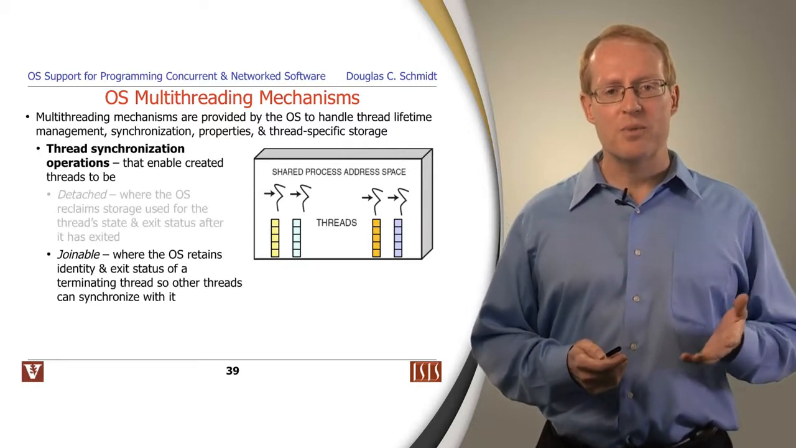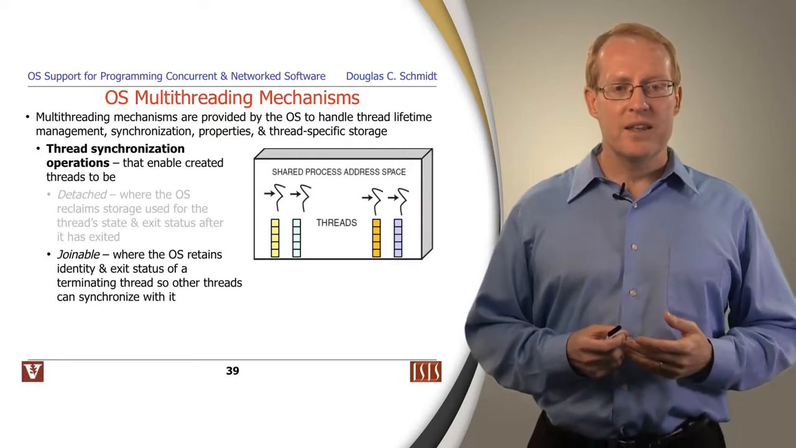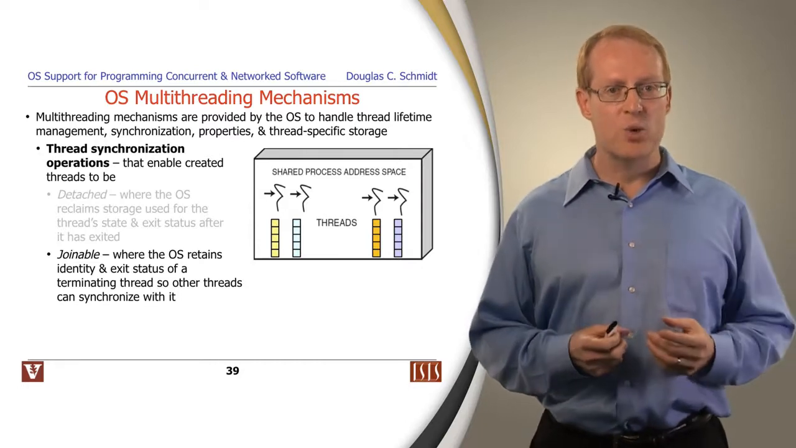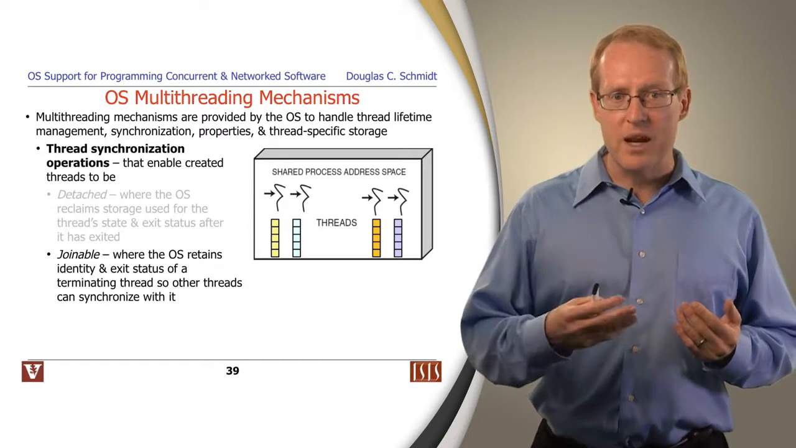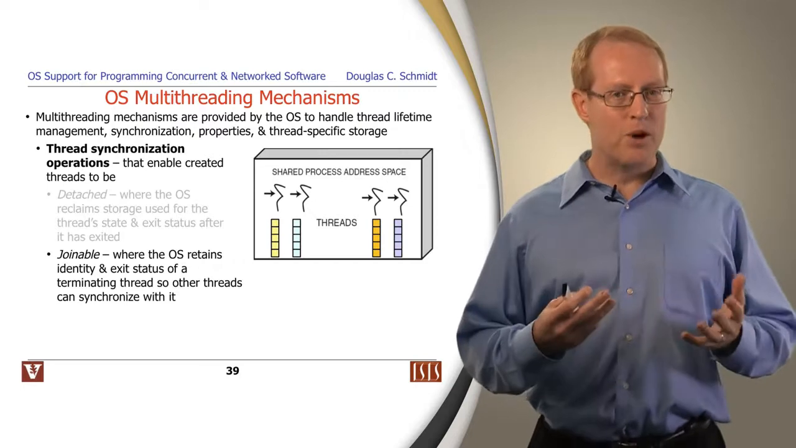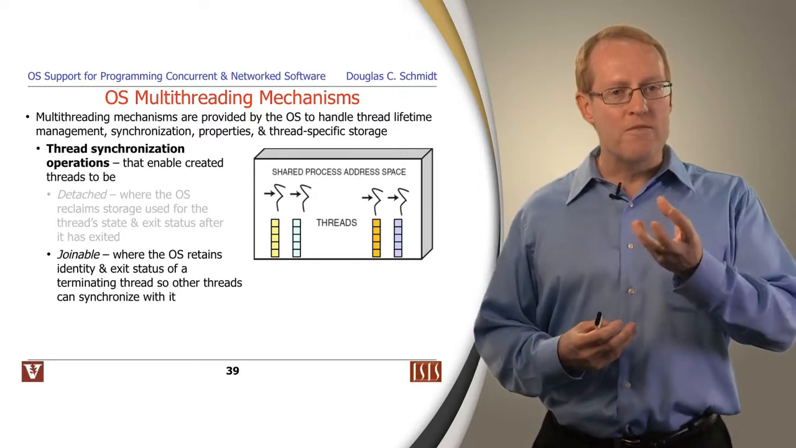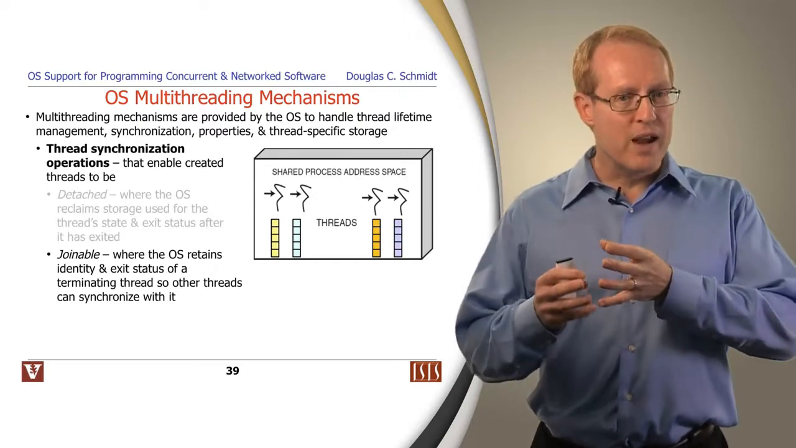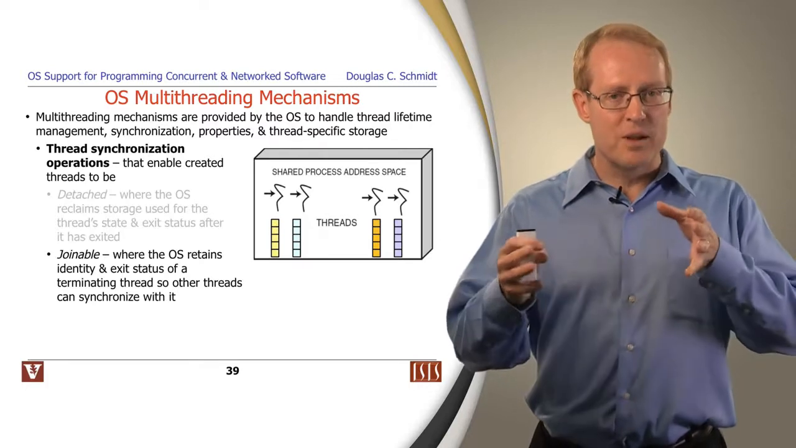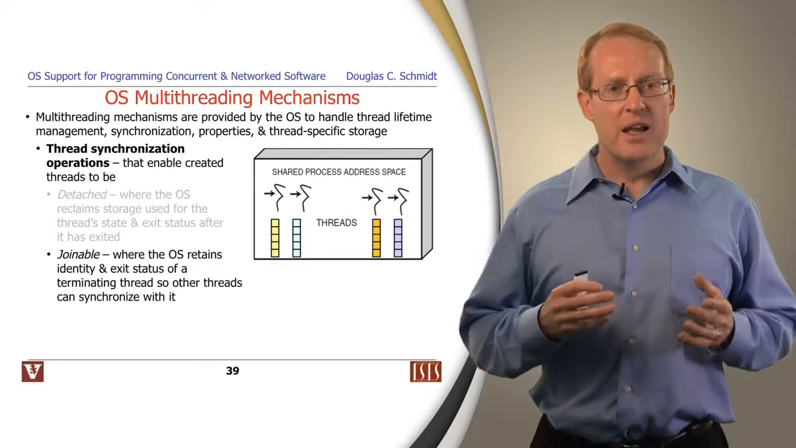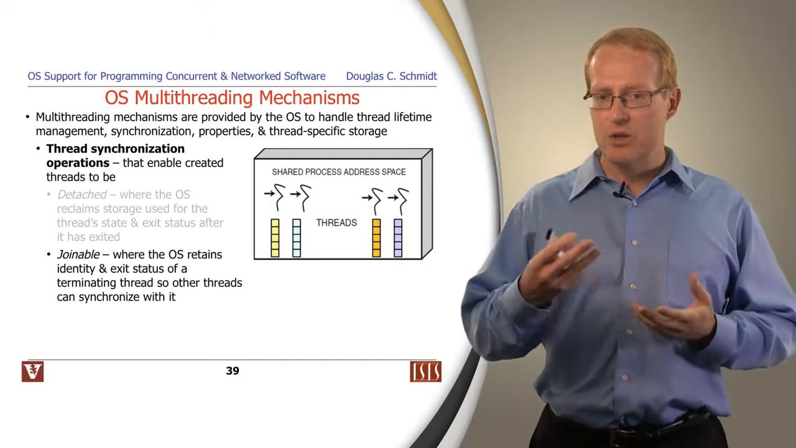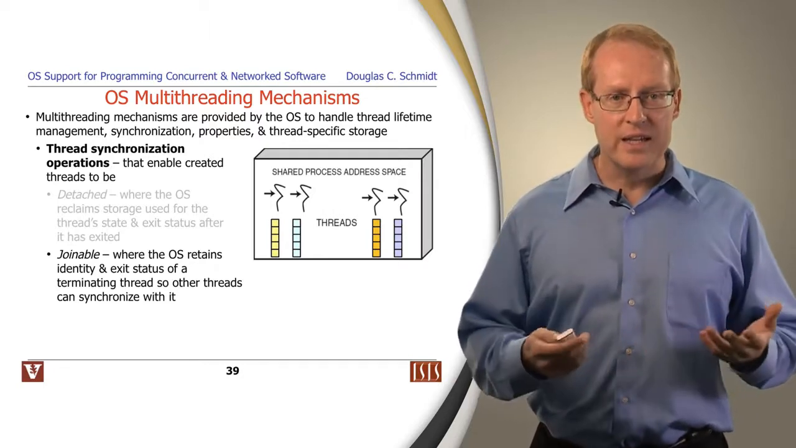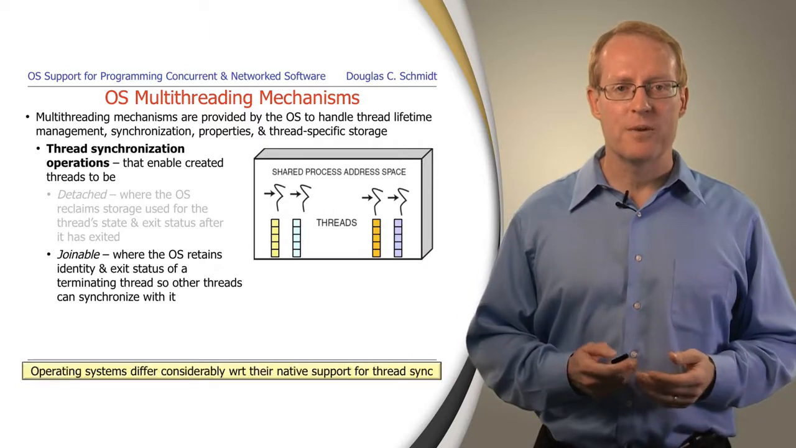Conversely, there's also something called joinable threads. In this case, if you spawn a thread that's joinable, then at some point somebody, perhaps the thread that spawned it, perhaps another thread, will come and wait for or join with the thread when it exits. And that allows it to be able to synchronize on thread exit, as well as be able to get back the return status of the thread to indicate something about whether it succeeded or failed.